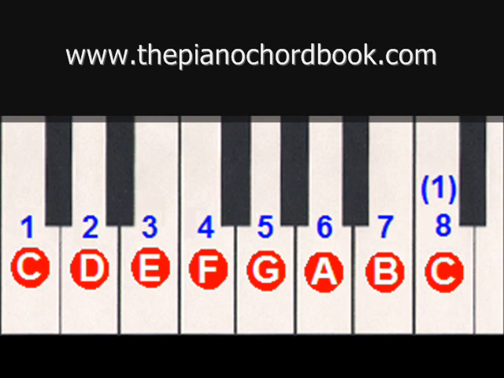Building a chord off the 3rd scale degree will give us an E minor chord. We start with the 3rd scale degree, E, go up to the 5th, G, and up to the 7th, B. We end up with an E minor chord with E, G, B. The 4th scale degree will give us a major chord. We'll have F major if we build a chord off of F, the 4th scale degree, go up to the 6th, A, and then up to the 8 or the 1, the C. That gives us an F major chord, F, A, C.